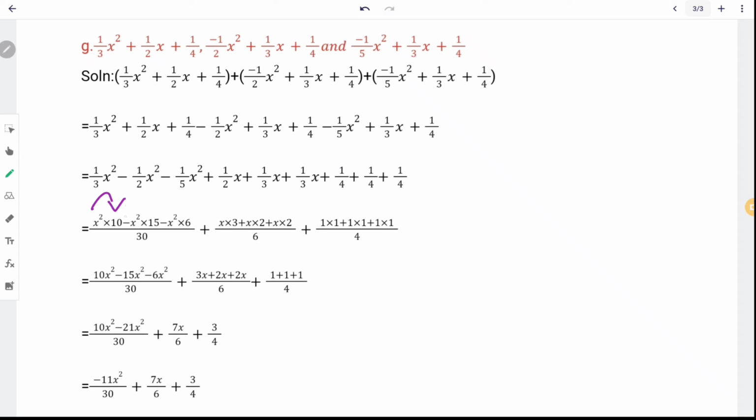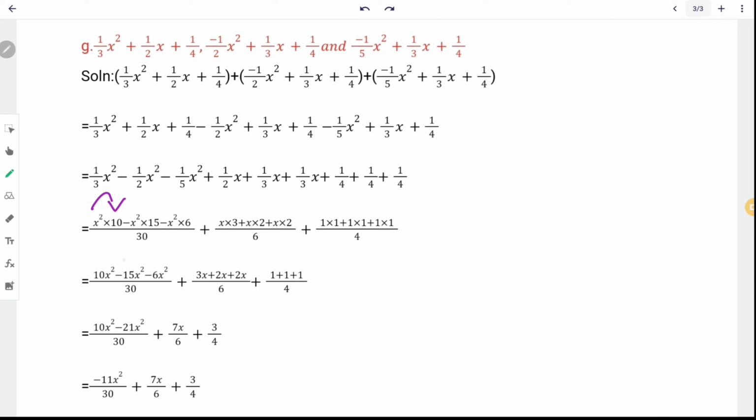Then x squared into 10 will get 10x squared, minus x squared into 15 will get minus 15x squared, and then minus x into 6 we're going to get minus 6x squared. x into 3, 3x, x into 2, 2x, x into 2, 2x. 1 into 1, 1, 1 into 1, 1, 1 into 1, we're simply going to get 1 itself. If we're done with that, now let us have a look.